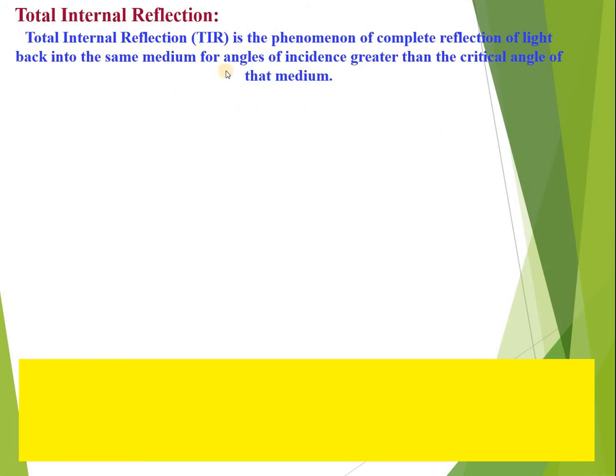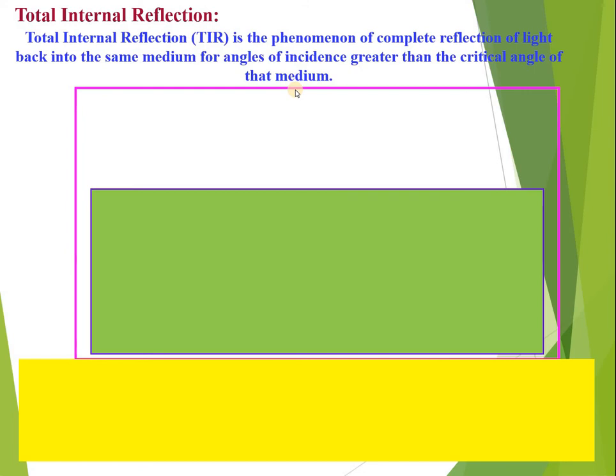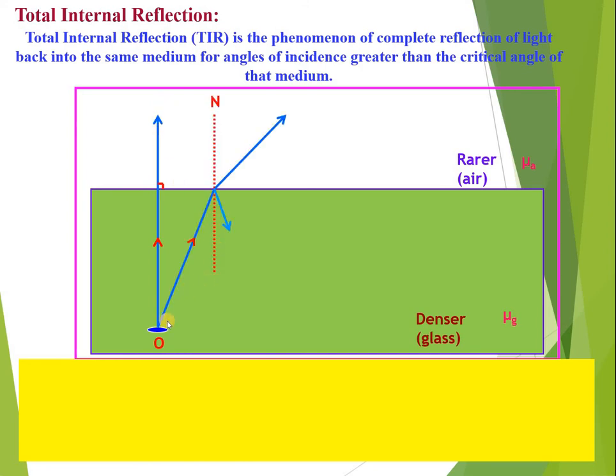back into the same medium for an angle which is greater than a particular angle, which is known as the critical angle. Generally, what happens when the light goes from a denser medium to a rarer medium? You can see from the picture, the light goes from denser medium to rarer medium. Here the denser is considered as glass and the rarer is considered as air. When the light is going straight, it is going straight because the angle of incidence is 0, so the angle of refraction is also 0.